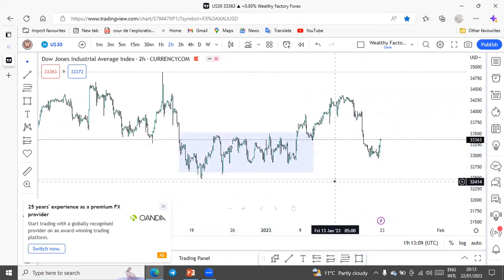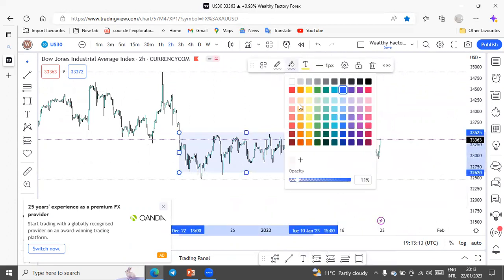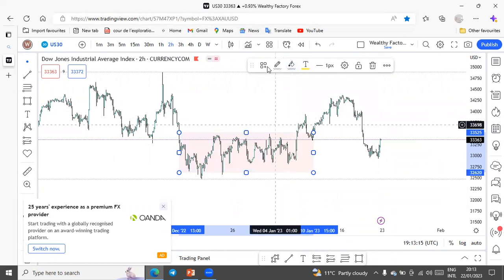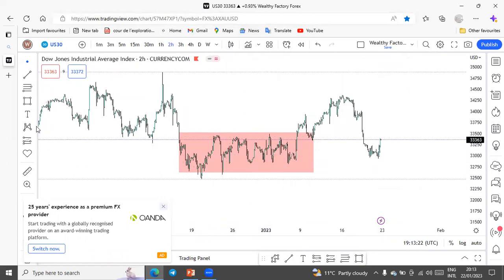This was a ranging market. Let me put it in red. This was a ranging market. This was a ranging market. Put it in red. Yeah, this was a ranging market. Let's take a look at how the market was moving. The market was moving like this.